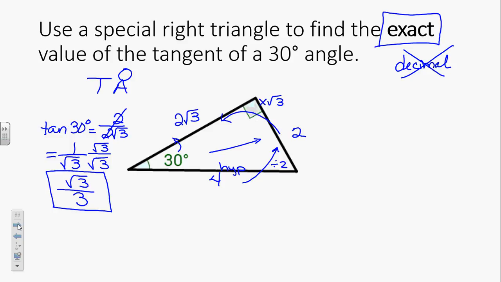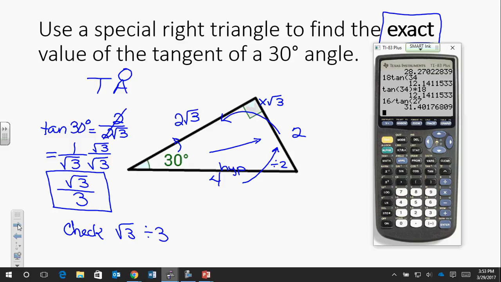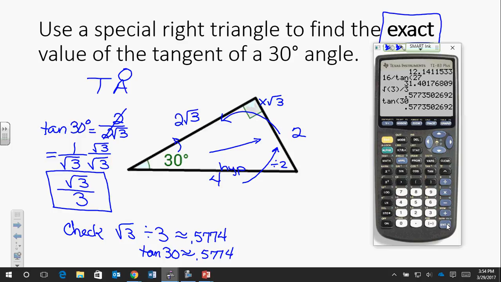There are no decimals. To check your work, take the square root of 3 divided by 3 in your calculator and see what you get. The square root is the shift or second of your squared key in many cases. So the square root of 3, we have to close our parentheses to say that we're finished with the square root, and then we say divided by 3, and we get 0.5774 to 4 decimal places. To verify that that is the actual answer, we can simply press tangent of 30 degrees, and we should get the same result, 0.5774. So our answer checks.